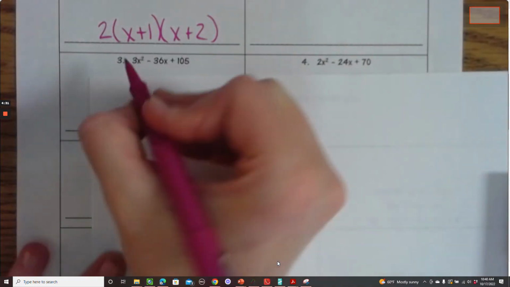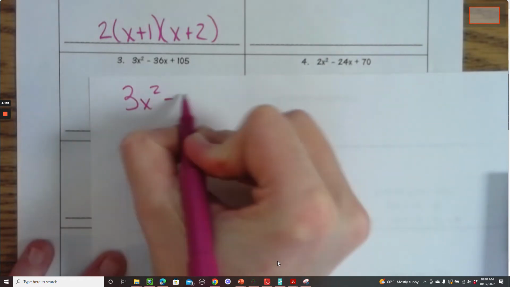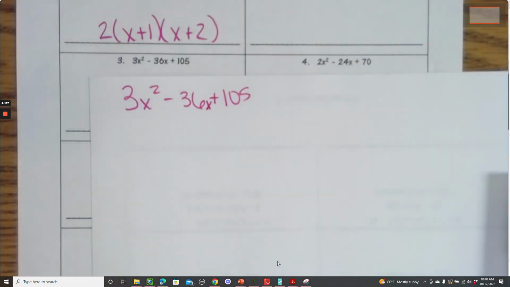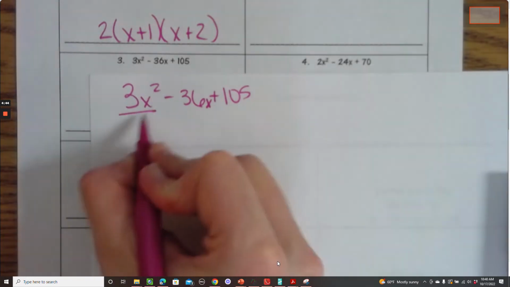All right, number 3. 3x squared minus 36x plus 105. Ooh, 36x. Is there a common factor? Has to be. What do you think it is? Probably 3. Probably 3. It is. You're so smart.